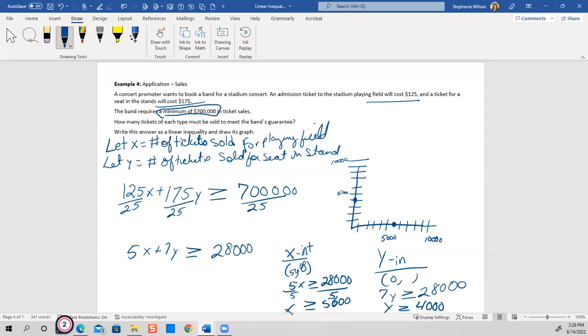When I draw my line between these two points, I need to determine which part to shade that makes the inequality true. So I'm going to pick (0, 0) to check it. When I do that, it says 0 is greater than or equal to 28,000. So we know this is not true. This bottom half is not a true statement. Any point I pick above the line right here will give me a true statement with this inequality.